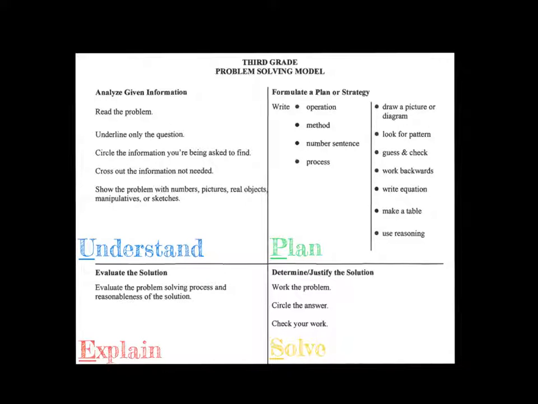And then the explain is when we're going to go back and write a sentence. We're going to say, I subtracted 5 minus 3 because, and then write some sentence to explain our thinking. This is often an overlooked step, but a very important step for problem solving. Be able to justify your answer and make sure that it really makes sense. So you're not just doing the math, you're actually thinking about the problem and asking, does this make sense in the whole scheme of things?